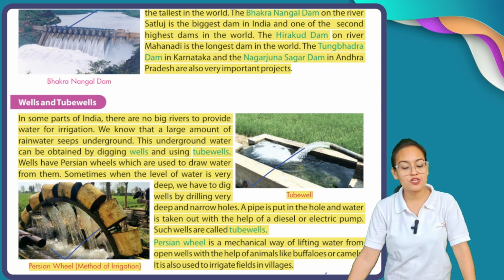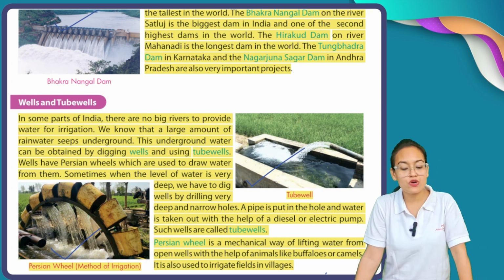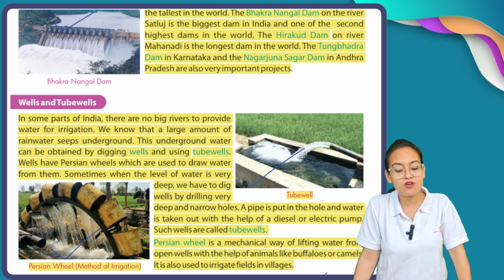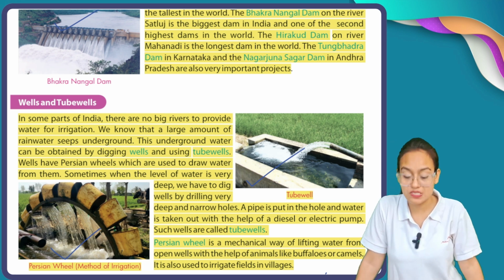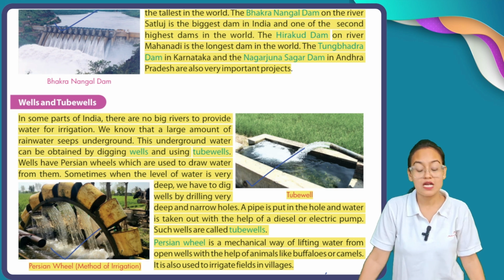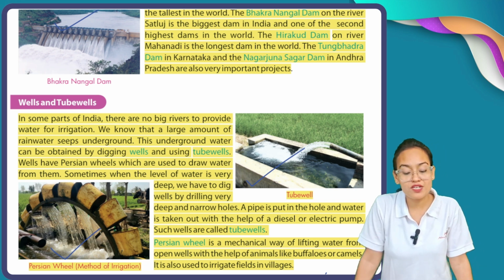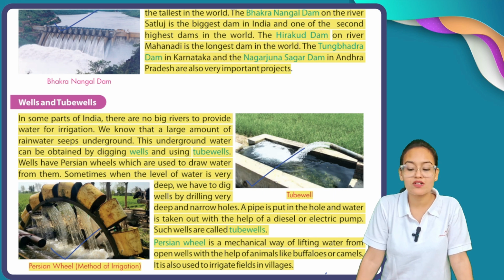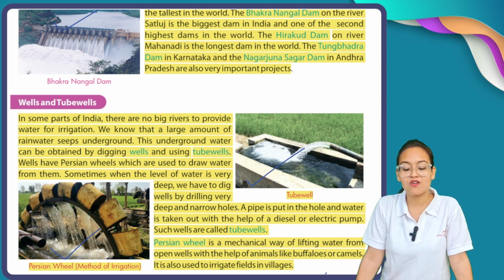Wells have Persian wheels which are used to draw water from them. Sometimes when the level of water is very deep, we have to dig wells by drilling very deep and narrow holes. A pipe is put in the hole and water is taken out with the help of a diesel or electric pump. Such wells are called tube wells.